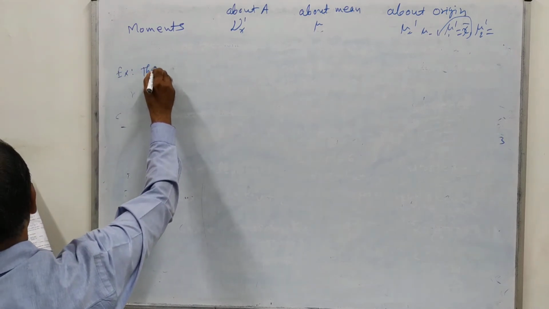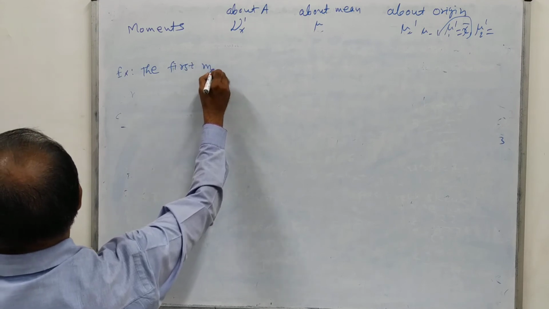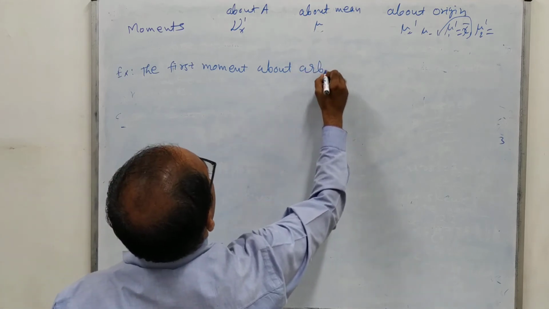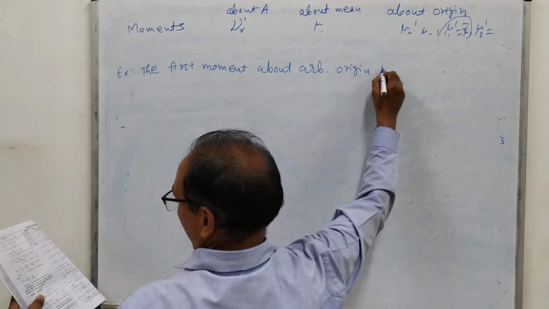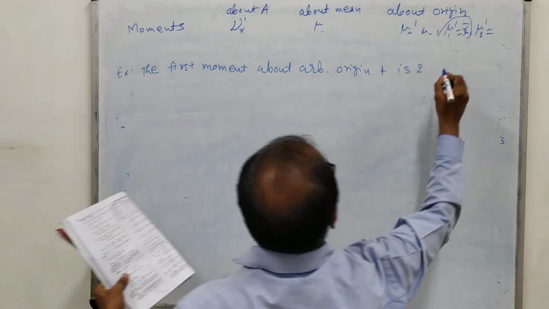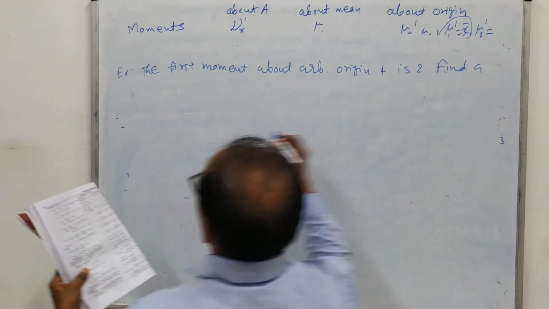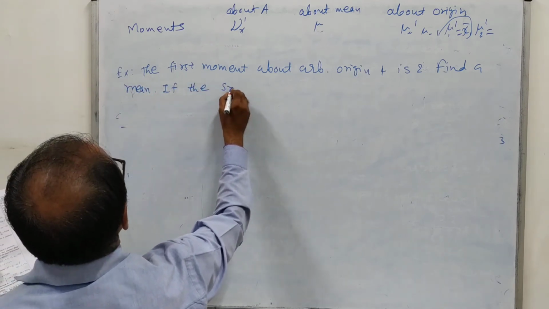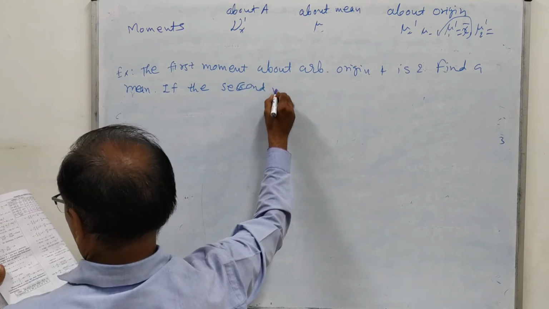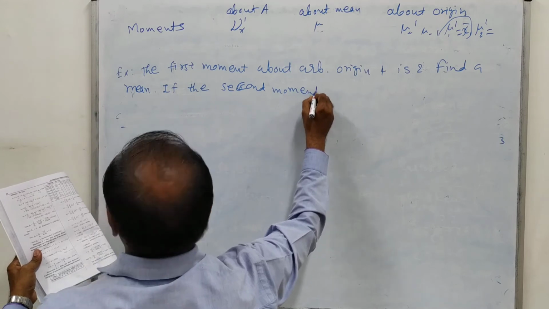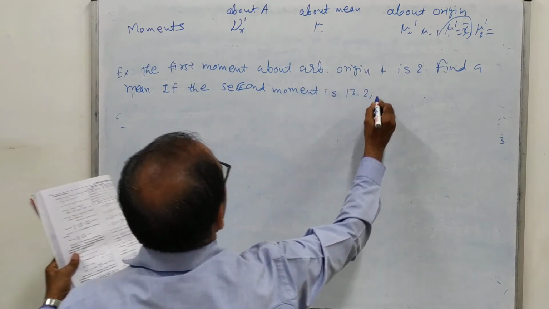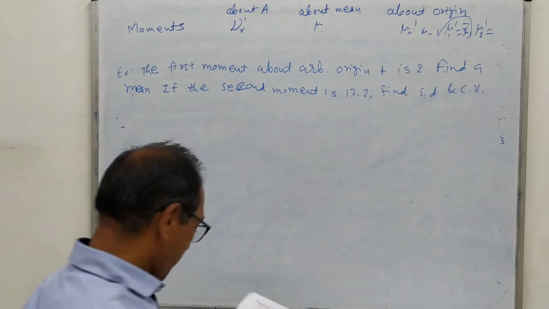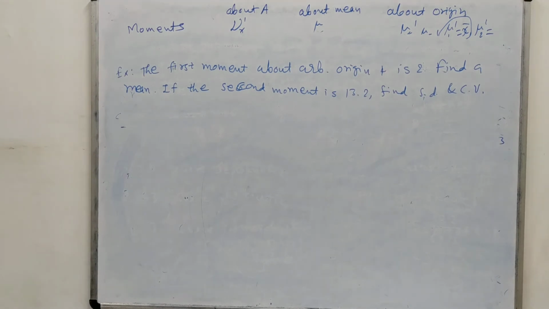The first moment about arbitrary origin 4 is 2. Find the mean. If the second moment is 13.2, then find the standard deviation and coefficient of variation. So it is also a very simple problem.